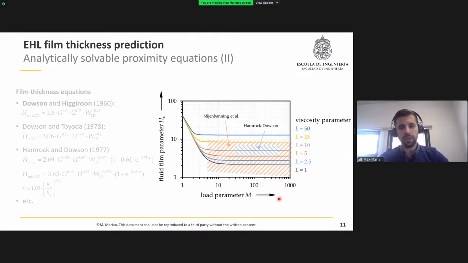Generally, there have been several variants developed and published over the years, mostly to cover, for example, a wider range. When we compare, for example, the equations that have been suggested by Nijenbanning in comparison to Amrouche and Dowson, which have been determined for data in this kind of range, mostly they have been developed to cover wider ranges than the initial equations, and also to be valid, for example, in the more isoviscous and the rigid regimes.